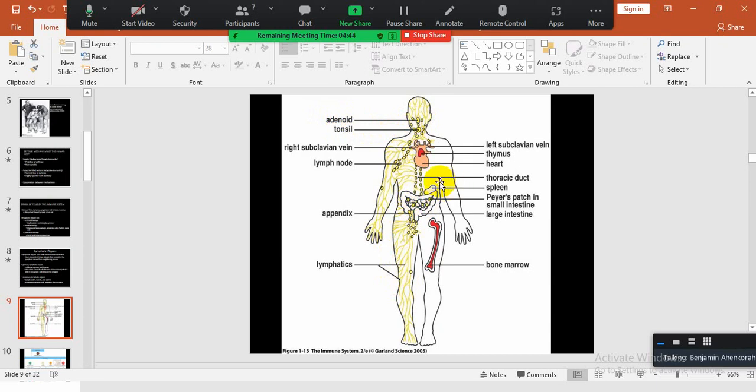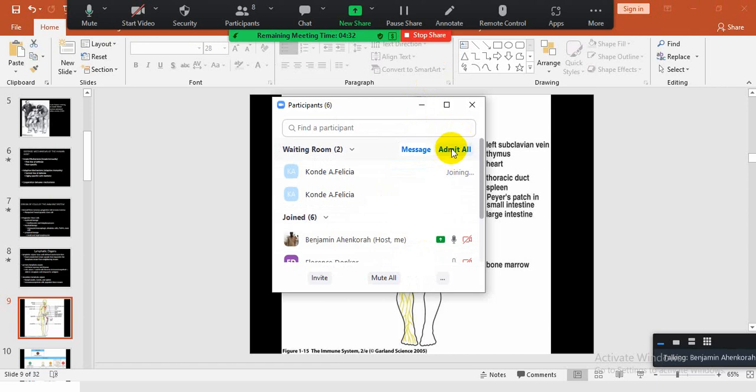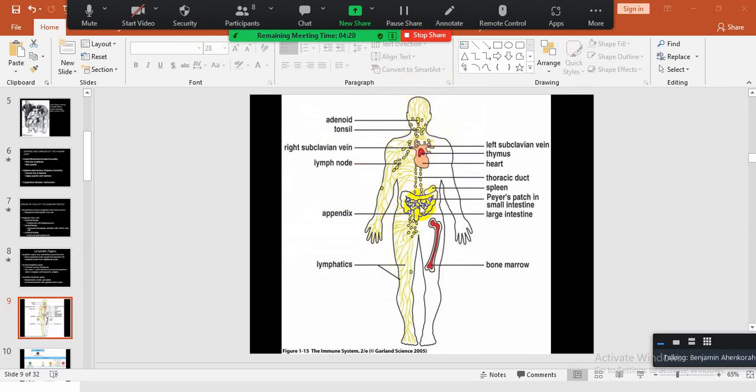Why are they all over the body? So that in case microorganisms escape the adenoids or the tonsils in the mouth, then when they get to the intestines, the white blood cells and the B cells which produce antibodies located in the lymph nodes in the intestines, called the Peyer's patches, will fight them. In the large intestines too, they are located. So all over the body.